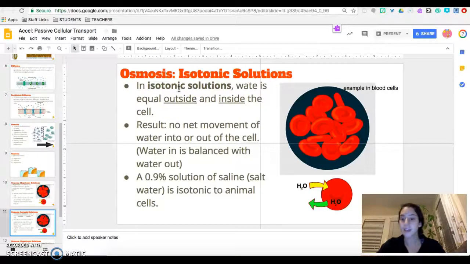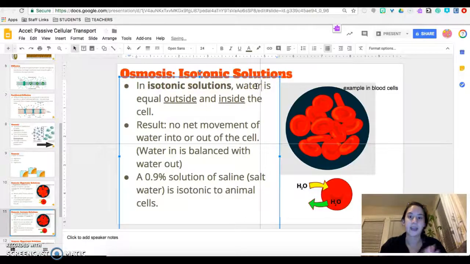All right. Isotonic. Isotonic is like the perfect balance. So we want to be in isotonic all the time. That's because water is equal outside and inside the cell. So there's no movement of water in or out because it's balanced.